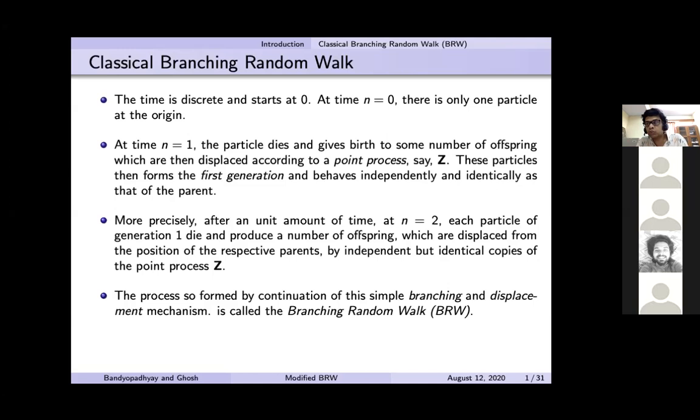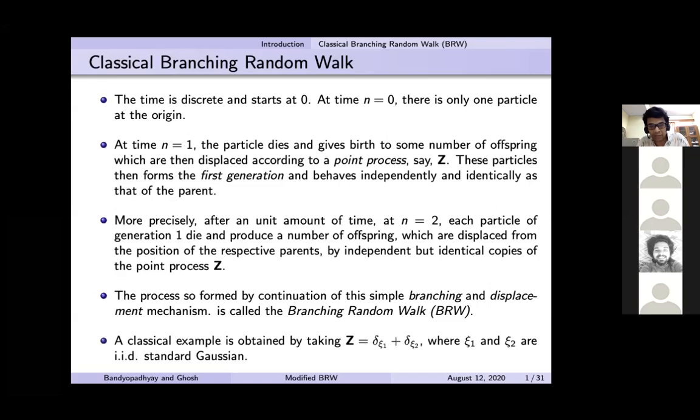So it has two types of mechanism involved in it. The branching, which comes because the particle dies and produces various numbers of offspring, and the offspring are then displaced from the position of the parent. That gives the walk. So this is both branching and walk together, everything being done randomly. That's why the term branching random walk is used. A classical example can be obtained as follows. Take a very simple point process that has only two random points, both independent and identically distributed standard Gaussian. This means each particle is going to die and split in two, and each of these two children is placed according to an independent standard Gaussian displacement. So that's a very classical process.